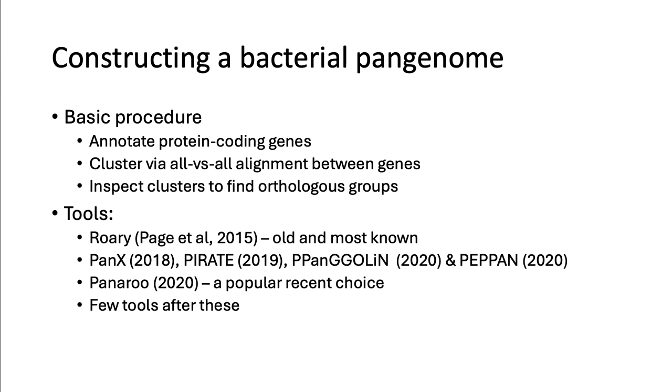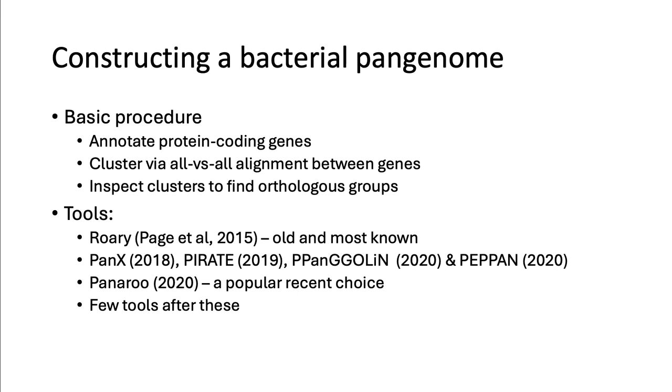The basic procedure to construct the bacterial pangenome is like this. Basically, we have a list of bacterial genomes, and then we do gene annotation, which is usually easy because bacterial genomes don't have introns, so you just look for open reading frames and then you can annotate the genes. When you have the genes, you do clustering. You cluster all the genes, and then inspect the clusters to find the orthologous groups. For each orthologous group, you check whether it is present in all the species or only part of them, and you can define the core and pangenomes.